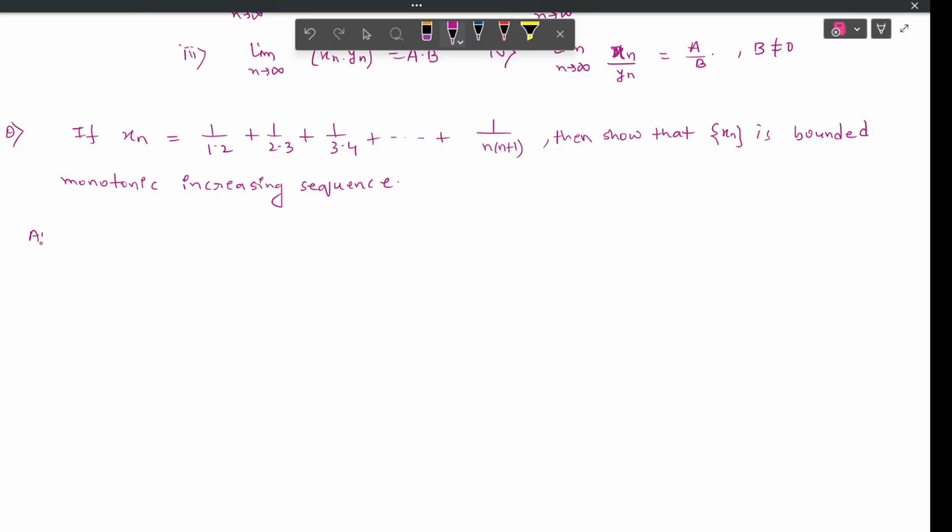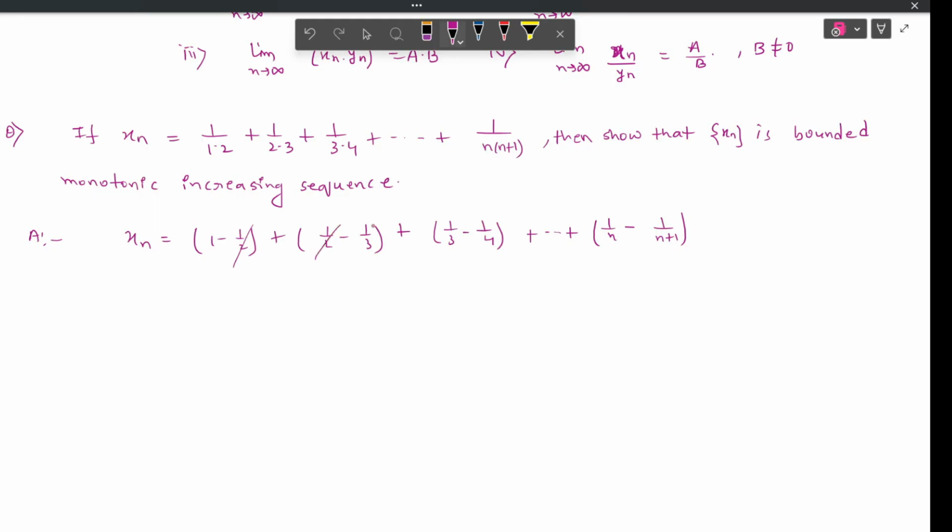So let us see the solution. So xn is 1 by 1 into 2. We can write it as 1 minus 1 by 2. And 1 by 2 into 3, we can write it as 1 by 2 minus 1 by 3, because if you take LCM, you will get the same thing. In the similar manner, we will get 1 by 3 minus 1 by 4 and 1 by n minus 1 by n plus 1.